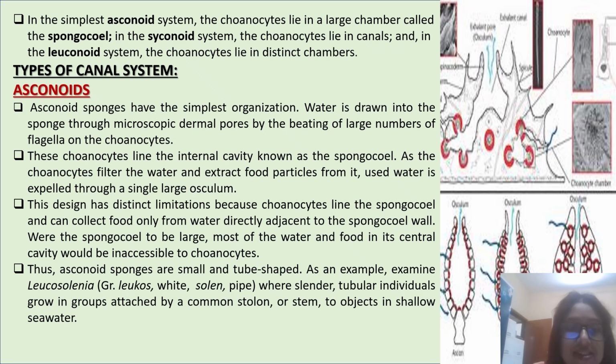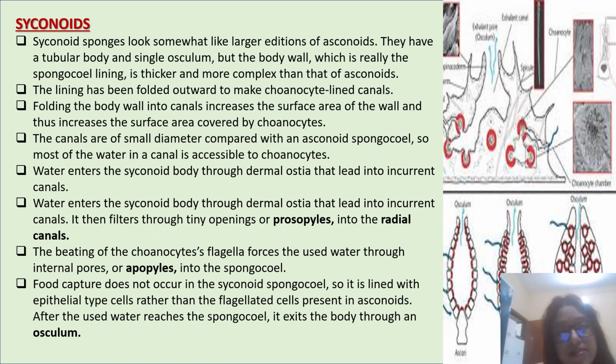The design has a distinct limitation because choanocytes line the spongocele and can collect food only from water directly adjacent to the spongocele wall. Were the spongocele to be large, most of the water and food in its central cavity would be inaccessible to choanocytes. Thus, asconoid sponges are small and tube-shaped. As an example, examine Leucosolenia, where slender tubular individuals grow in groups attached by a common stolon or stem to objects in shallow seawater.